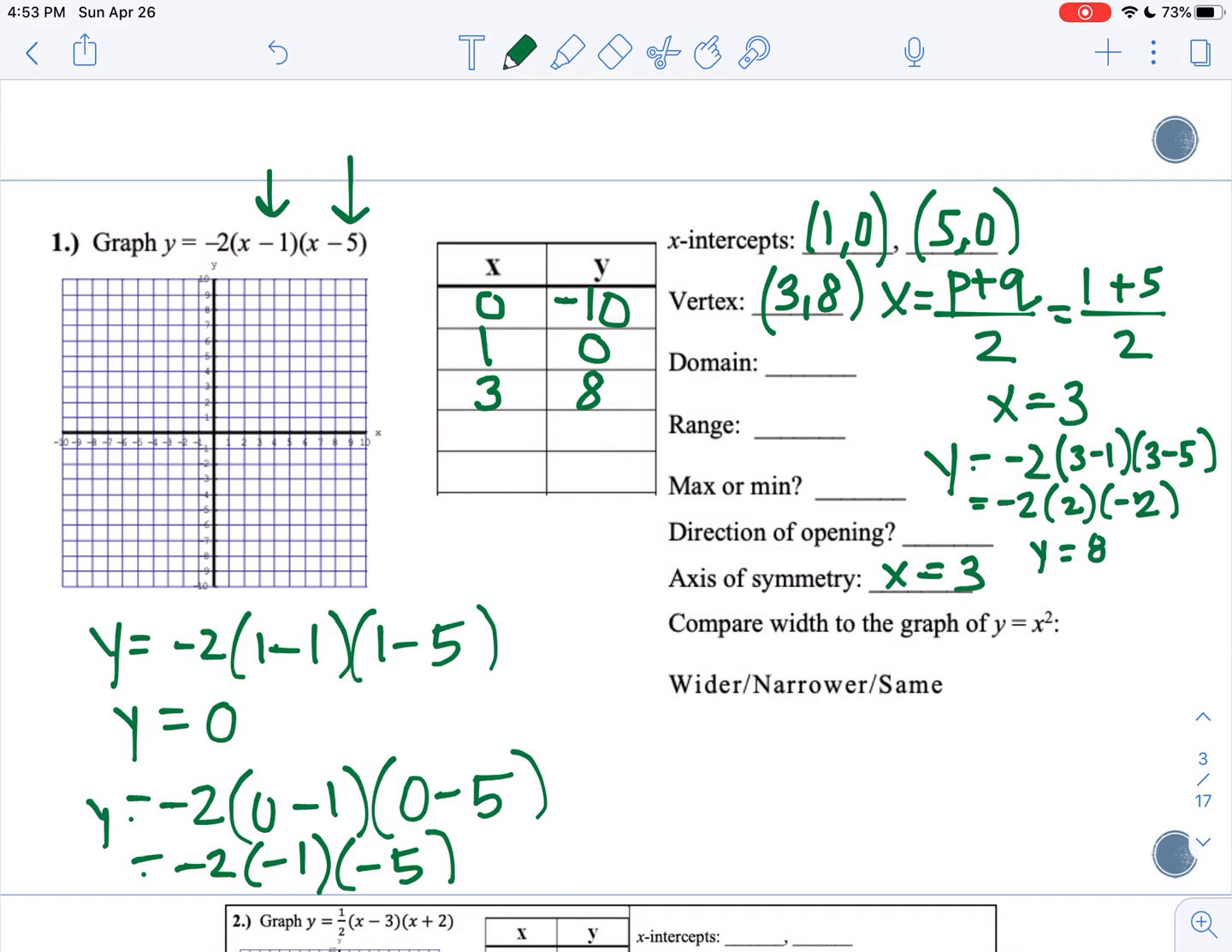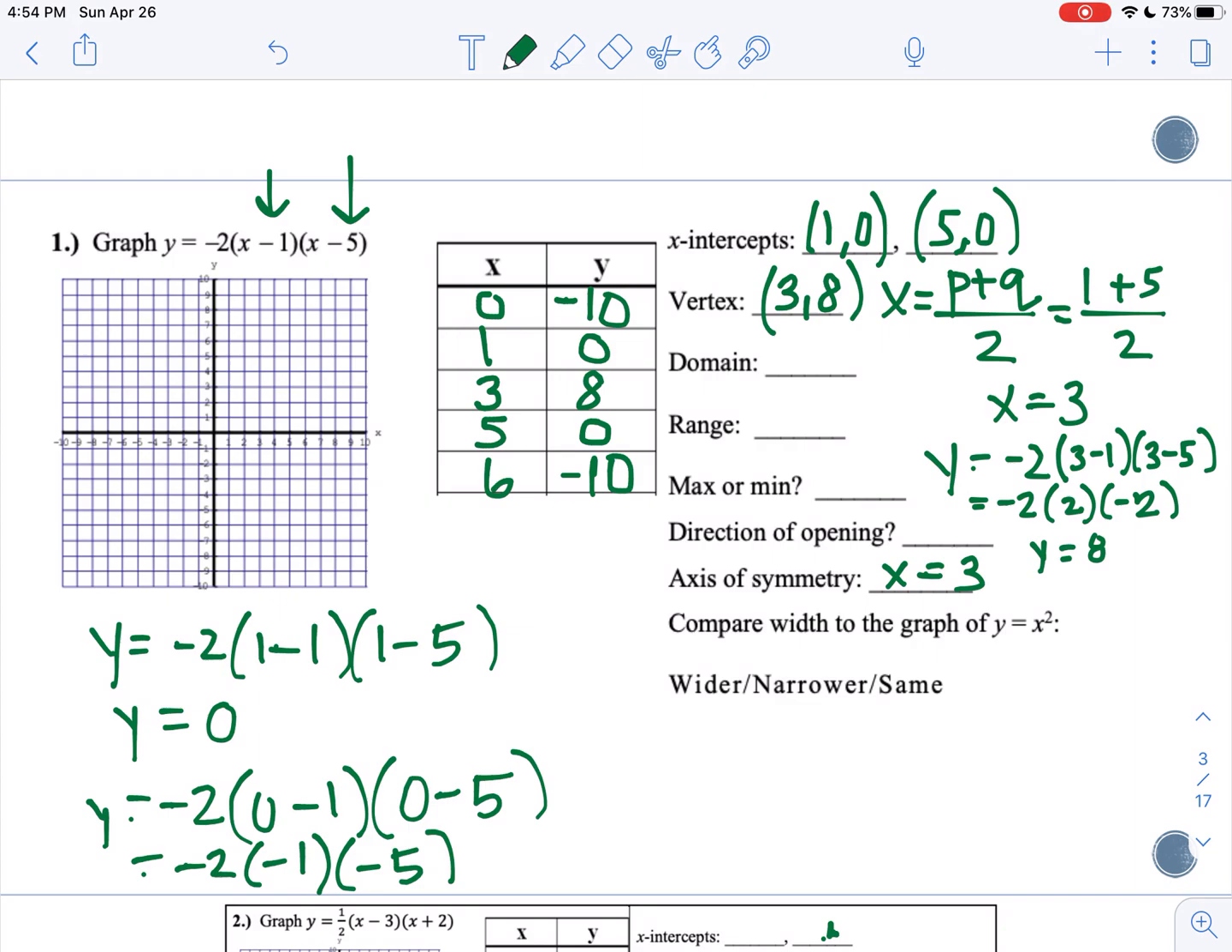If I were to create my symmetry points, then I know 2 away from 3 was 1, but in the other direction, 2 away from 3 would be 5. When I plug that back into my original function, I get 0. Then I'm going to go the same distance away from 3 as 0. So 3 to another 3 over would be 6, and that should also give me -10.